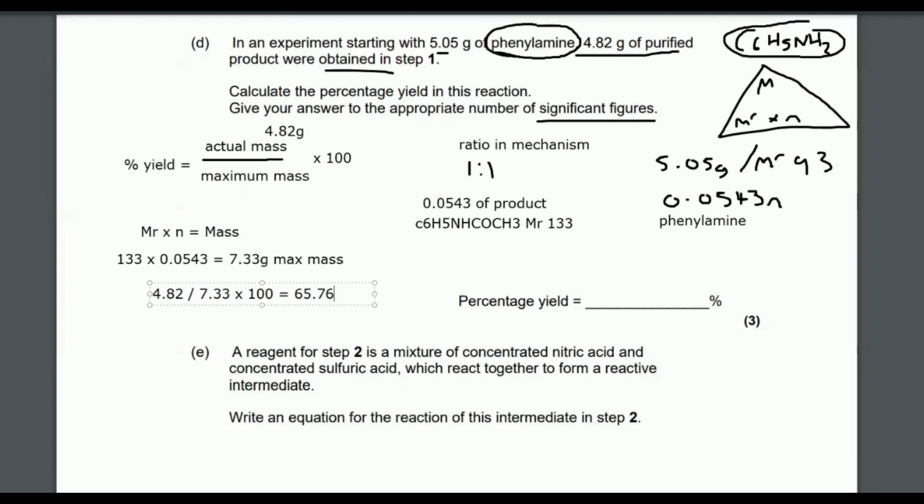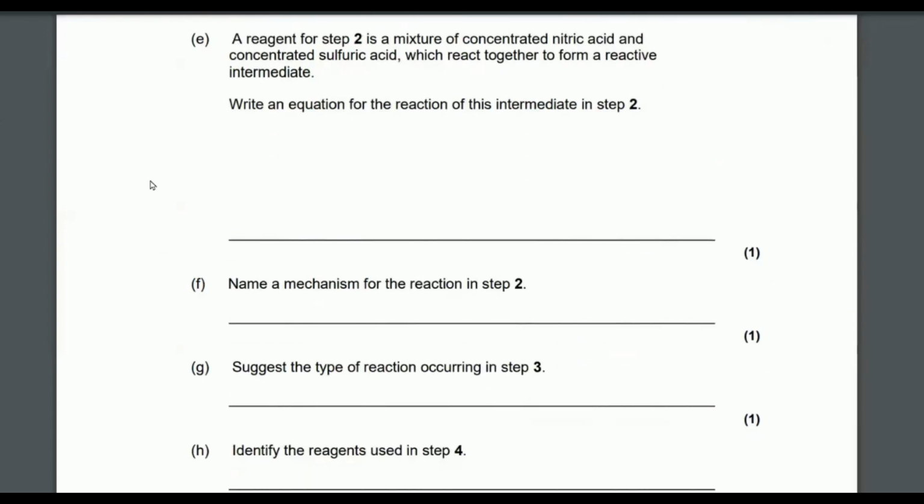Instead, we got 4.82, so we do 4.82 actual mass over maximum mass, which was 7.33, times 100, and you get something like 65.76. And then you can round to the appropriate number of significant figures. At A-level, we tend to go to 3 significant figures, so like 65.7 or 65.8, 65.80, whatever. We ignore the 0, but there we go. Right, that'll get you 3 marks. Let's move on.